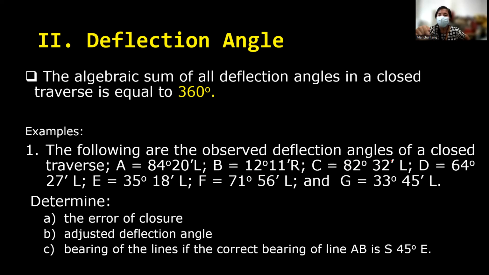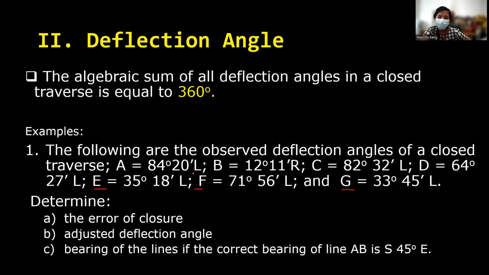So counterclockwise, we have 64, 27. Another point here, we have 35, 18. Another point here, we have F, 75 degrees, 51. And the last letter is G, which is 33 degrees, 45 minutes left.